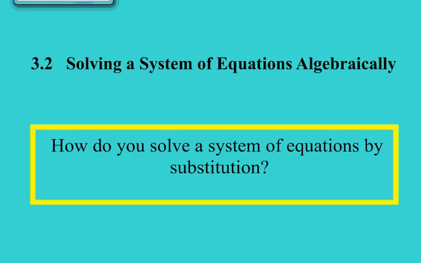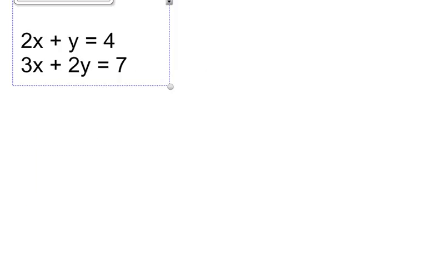So also in this section, we're going to look at a second method for solving a system of equations algebraically, and that is called our substitution method. So this is just an alternative method besides elimination that you can use to solve a system of equations. So our first example, we've got 2x plus y equals 4 and 3x plus 2y equals 7. Now the trick with the substitution method is we're going to take one equation and substitute it into the other.